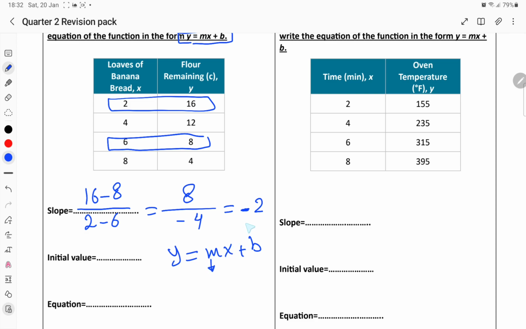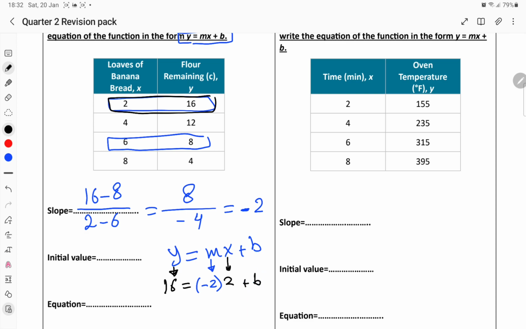So I have just got the m, which is negative 2. Do you have an easy way to get the y and the x? Yes, any of these points. Let's pick this point again. x is 2, y is 16 from the table.